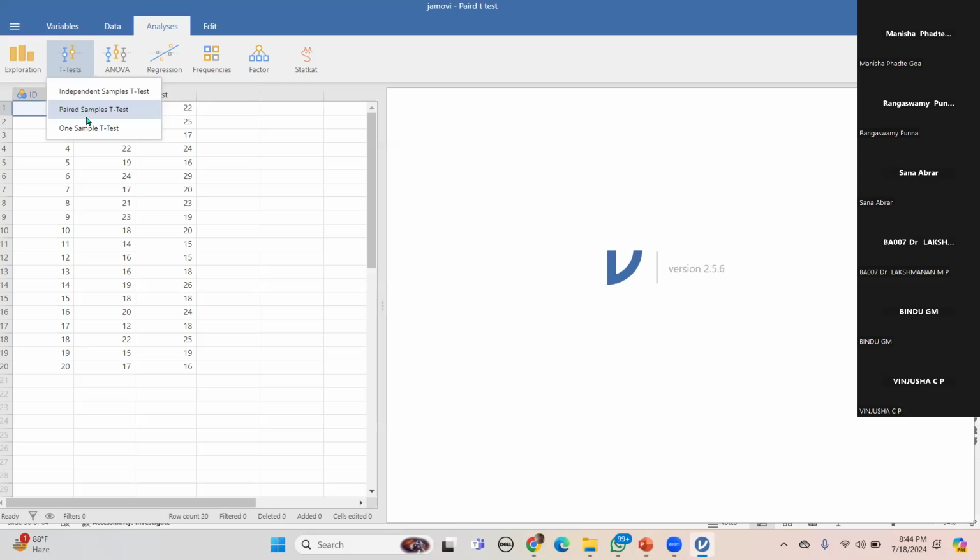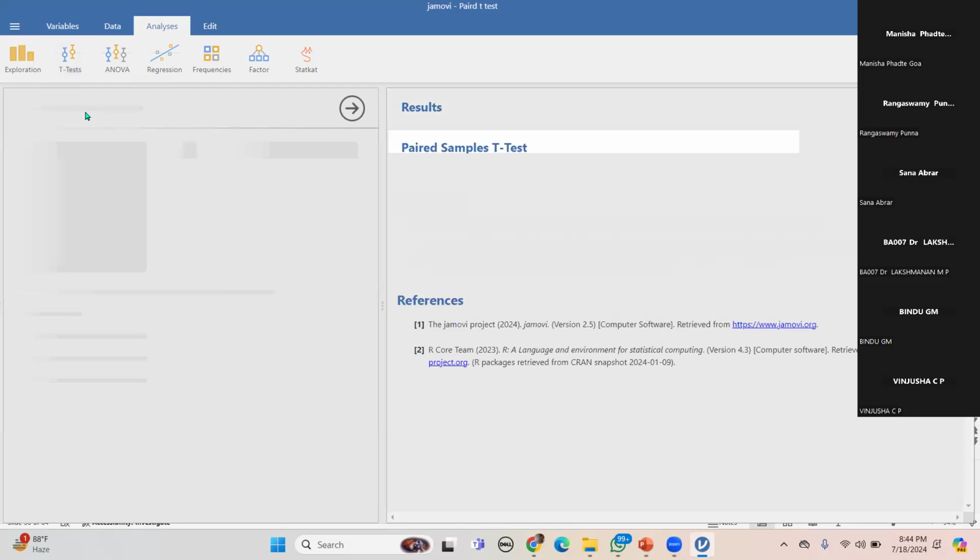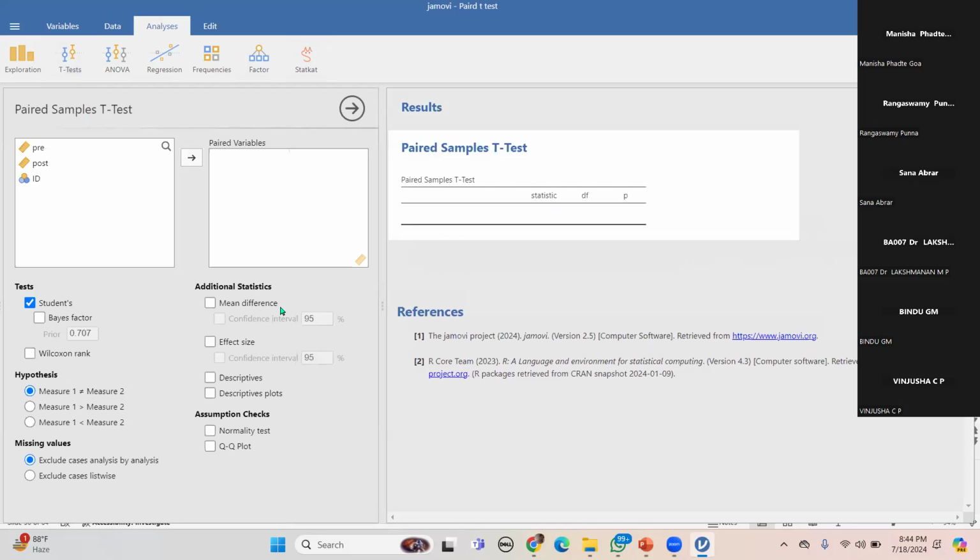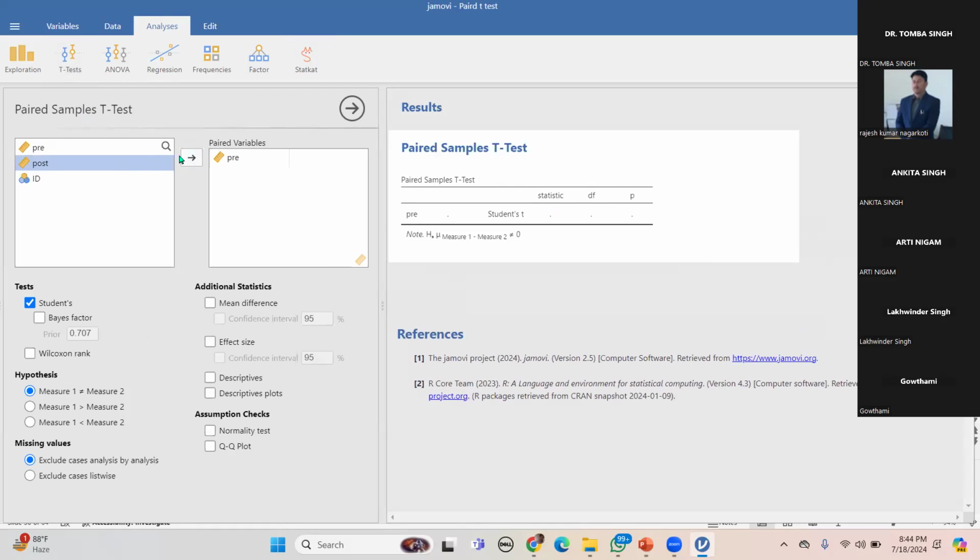And within that, there is an option called paired sample t-test. Select paired sample t-test, and you can choose the options pre-test and post-test.